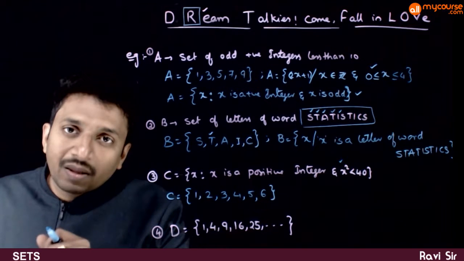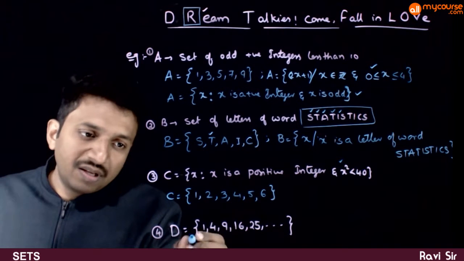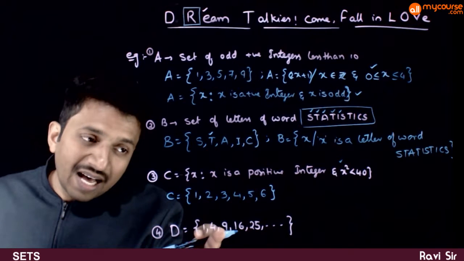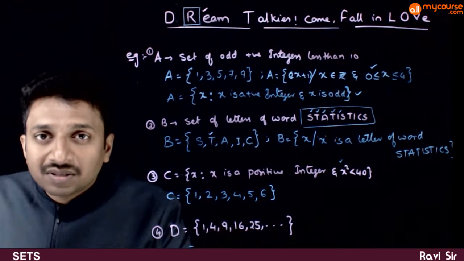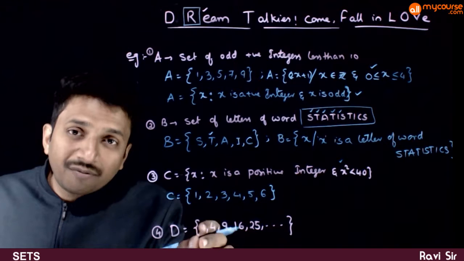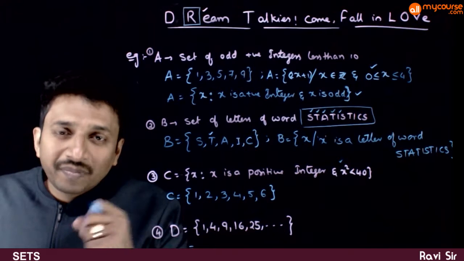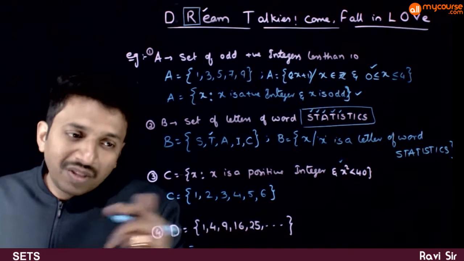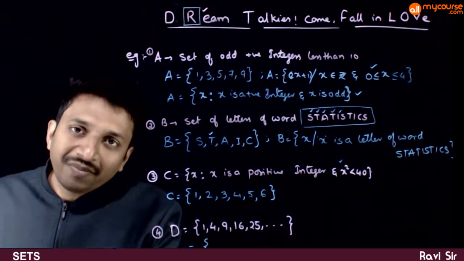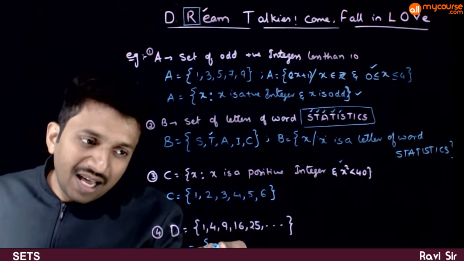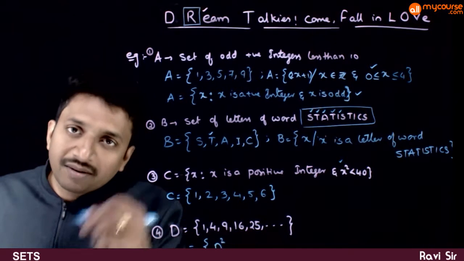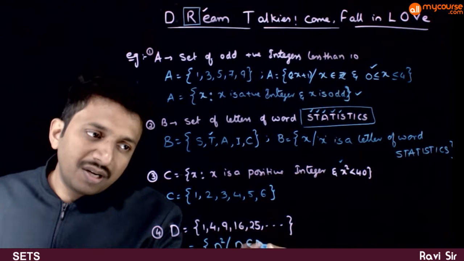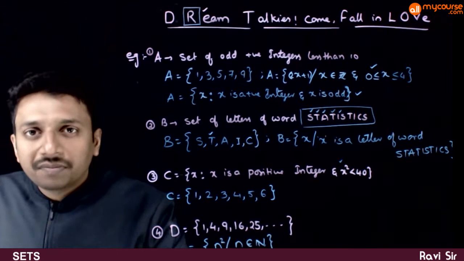This is a roster form. What is the set builder form for this? So clearly you can see that these are squares of natural numbers. So when you write set builder form, you have to catch that property. So this is a set of the squares of natural numbers. So how do you write this in set builder form? Set containing elements of the form n square such that n belongs to natural numbers.